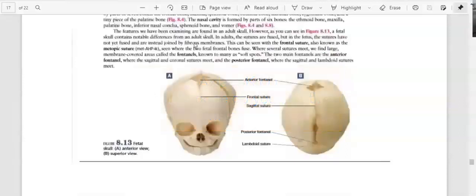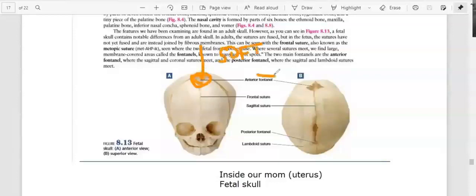This is a fetal skull. In the case of the fetal skull, obviously you don't have sutures because the bones are not necessarily connected yet. That's why instead of having sutures, we're going to have fontanelles. This is what a lot of people call the soft spot. And we have quite a few fontanelles.